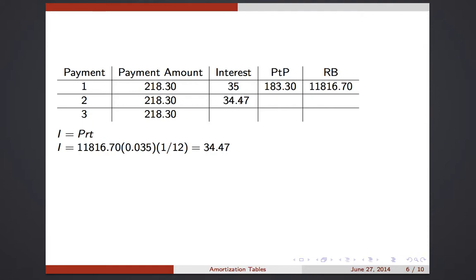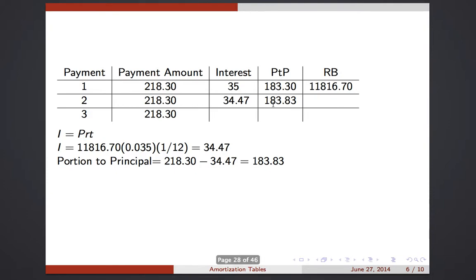Okay, so again, think about what's happened here. After the second month, you've cut them a check for $218.30. They now keep $34.47 of it, which is slightly less than what they kept from the first check. And so now whatever's left over is what goes to principal. So again, you take your payment amount, subtract off the amount the bank just kept as interest, and $183.83 is how much goes towards paying down your loan. So that's what goes here.